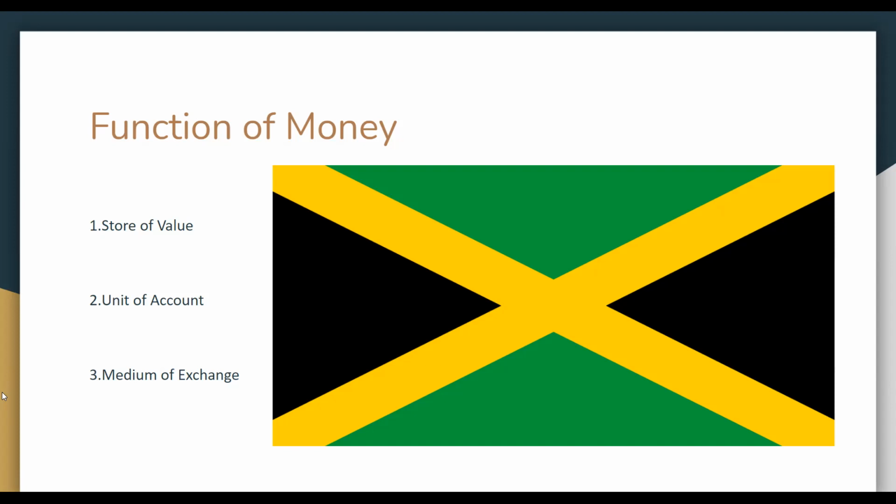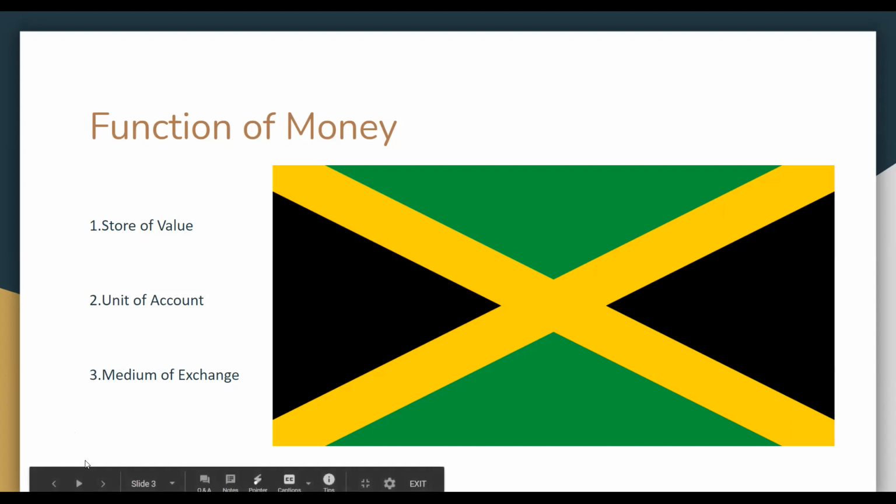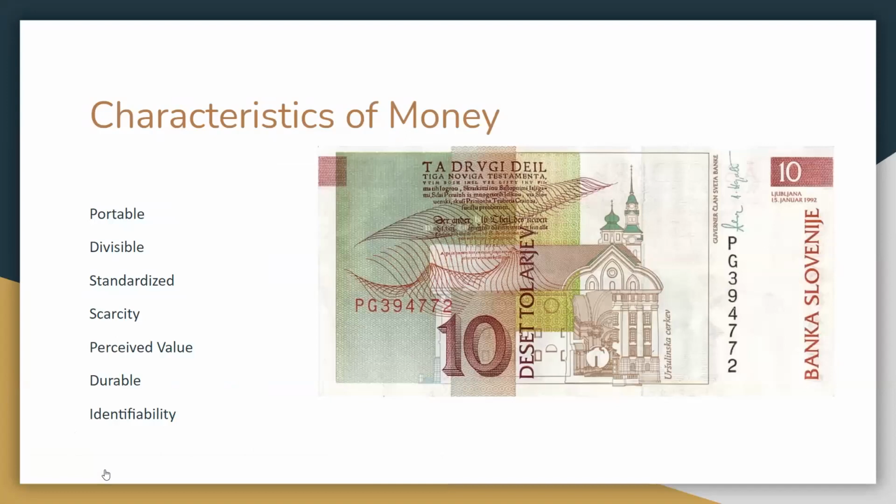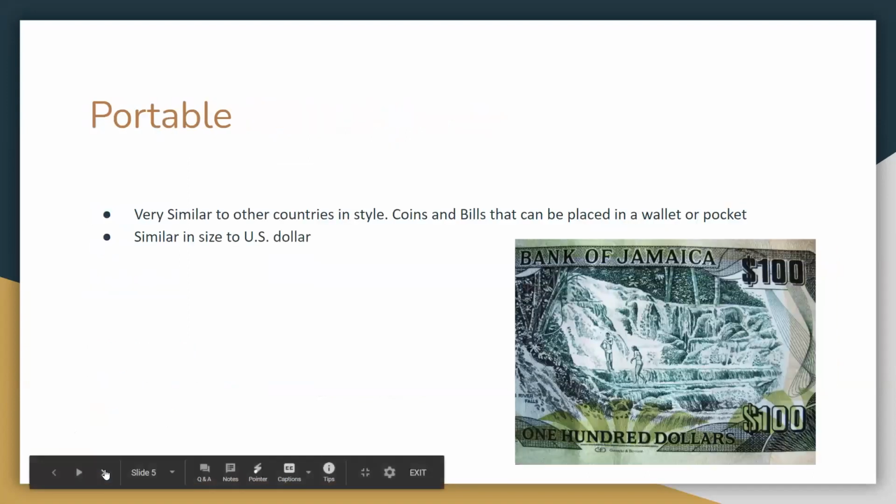Finally, a medium of exchange is a term referring to any item that is widely acceptable in exchange for goods and services. The Jamaican dollar is able to satisfy these three criteria due to its backing by the Bank of Jamaica and its standing as Jamaica's national currency. Some of the characteristics of money that we discussed in class consist of portability, divisibility, standardization, scarcity, perceived value, durability, and identifiability. And in the following slides, we will be discussing how the Jamaican dollar satisfies these characteristics.